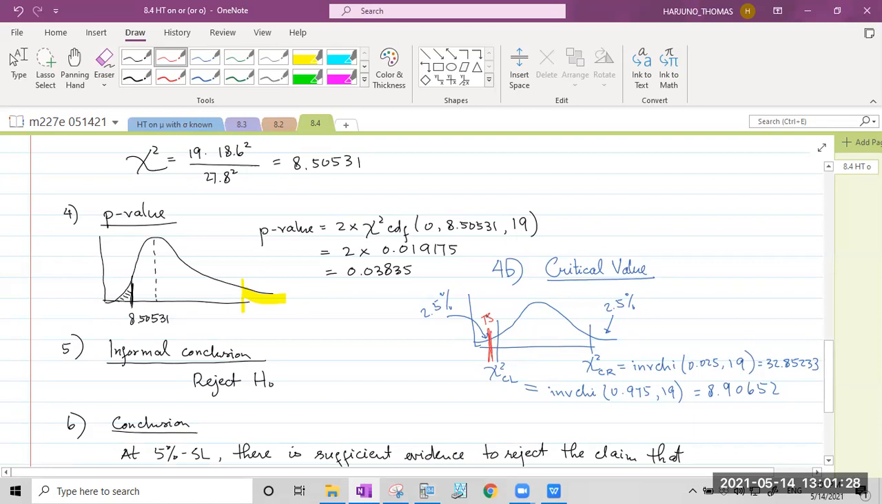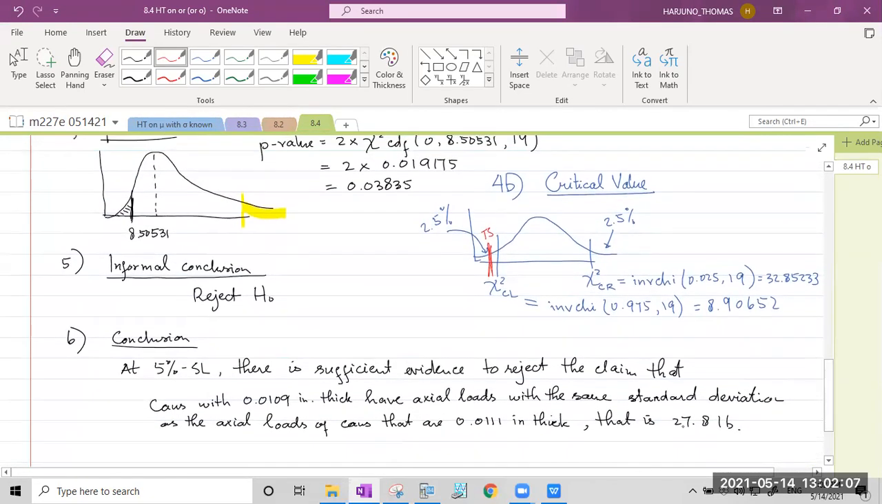Okay. Now, unfortunately, there is no way for us to confirm our answer using the calculator. There is no such thing on our calculator. Just like confidence interval for population variance, population standard deviation, we don't have that on our calculator. Likewise, right now, we don't have hypothesis tests for population variance or population standard deviation.